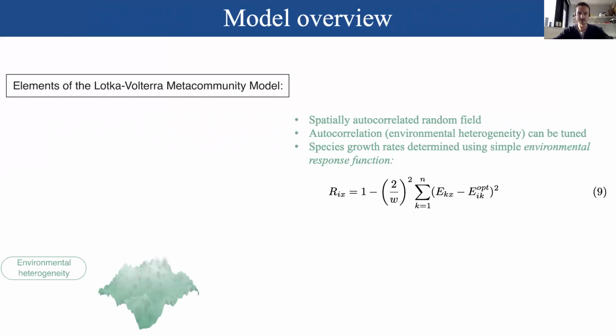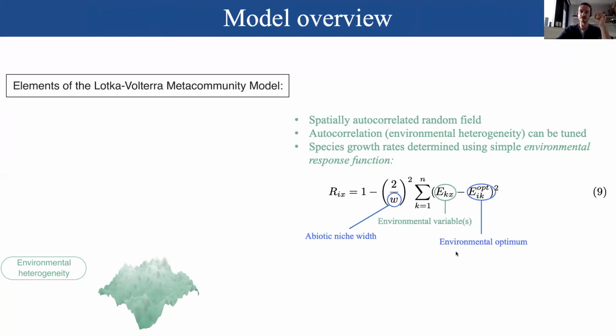And our approach is as follows. We begin with an underlying abiotic distribution, which we model by sampling points in space from a spatially autocorrelated random field. The autocorrelation length of this distribution can be tuned, and by varying the length, we can ask useful questions about how emergent diversity structures respond to different levels of environmental heterogeneity.